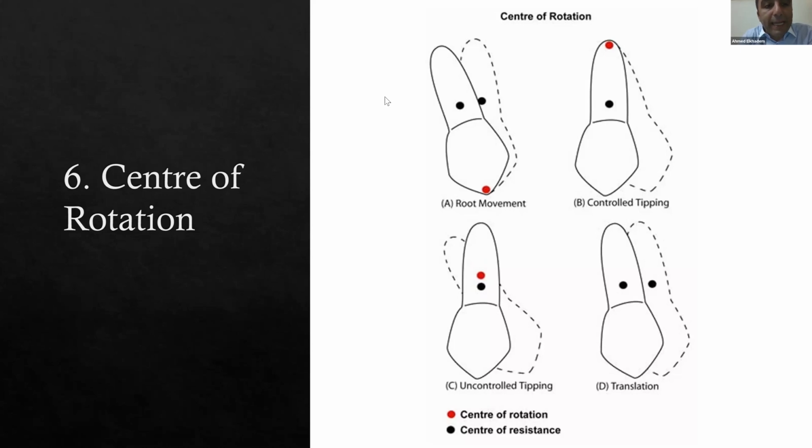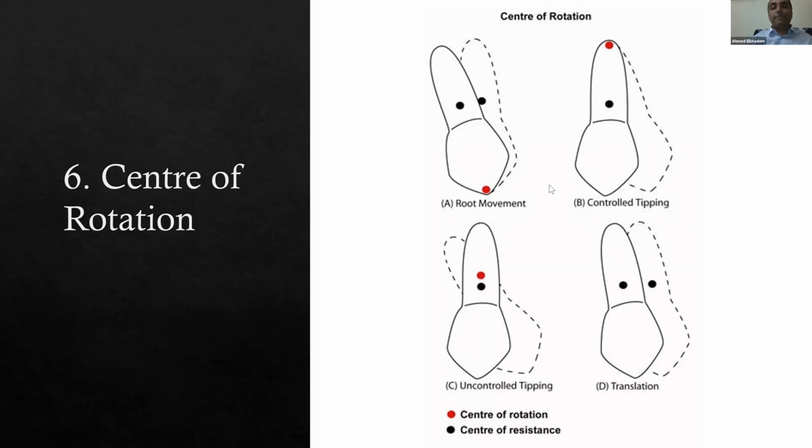Great. So Hayat is telling me that in uncontrolled tipping, the center of rotation is near the center of resistance. That's great. That is great. It is at the tip of the crown that the center of rotation is changed according to what? Yes, I'm going to explain that, May, giving you a hint that there is something called center of rotation that is different than the center of resistance, that it is changeable according to what type of tooth movement you want to achieve. Translation, there is no rotation occurring.